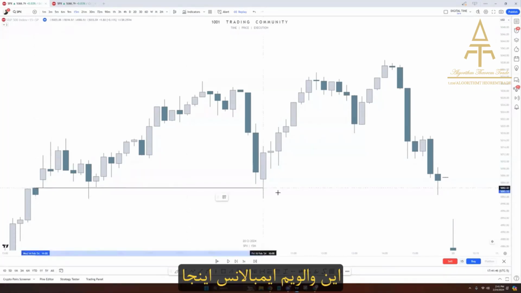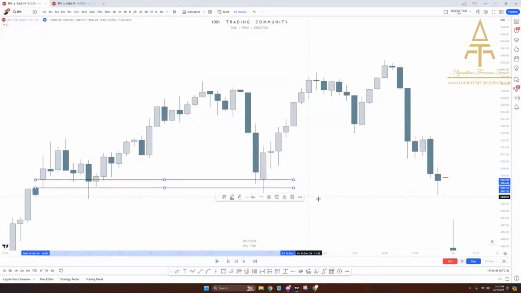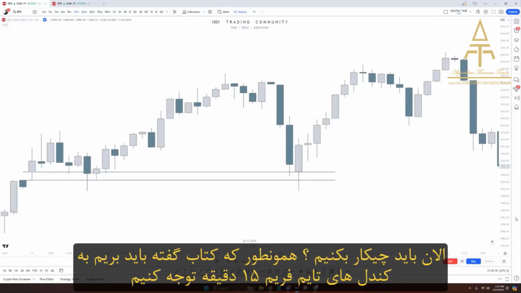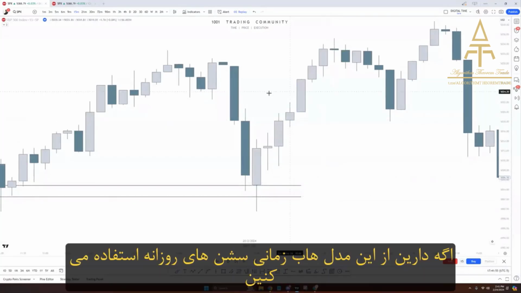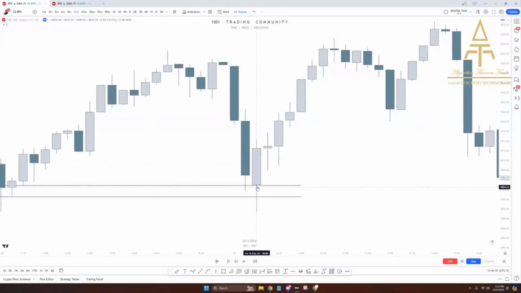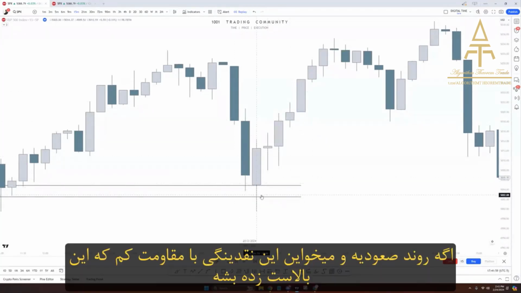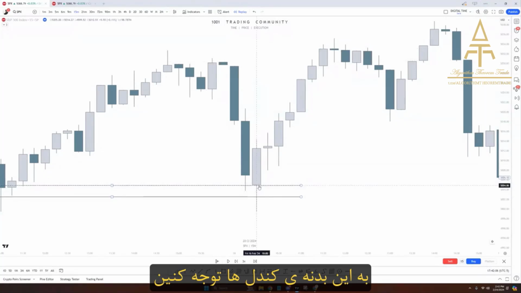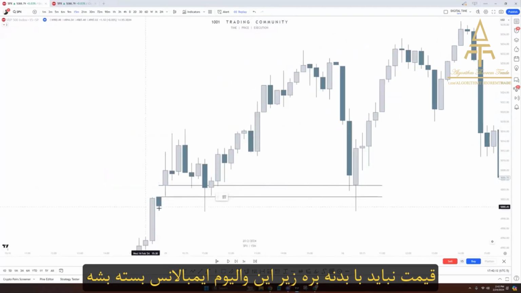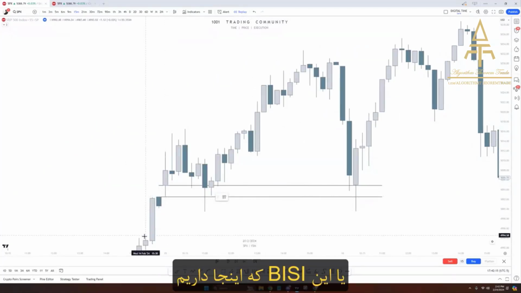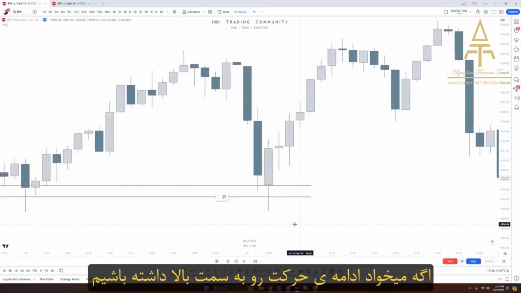This volume imbalance over here. Okay? What should you be looking out for? As the book states, observe 15-minute candles if you're using these daily session time models. If you are bullish and you want to see this low resistance up here be taken out, observe the bodies of these candles. Price should not close with a body beneath this volume imbalance or this BISI over here if it wants to continue higher.